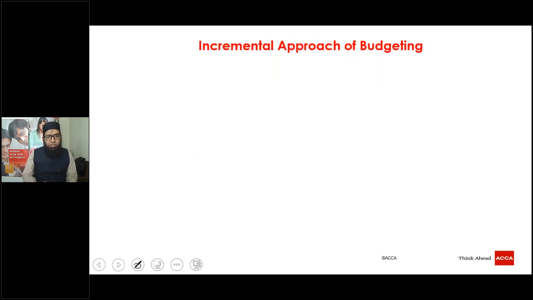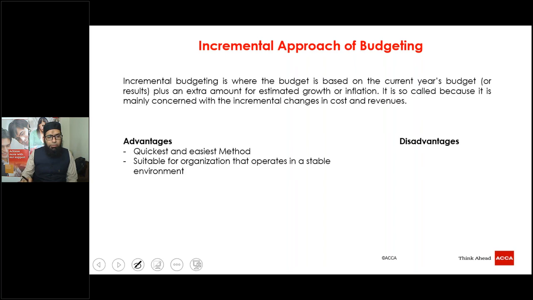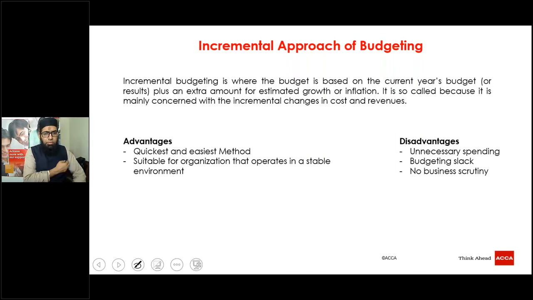Now, let's discuss the incremental approach of budgeting. In the incremental approach, we have a few data on the current year's budget. What we do is adjust our previous budget by adding something or subtracting some resources, whichever is given, and then we prepare the new budget, and such a budget is known as the incremental approach of budgeting.